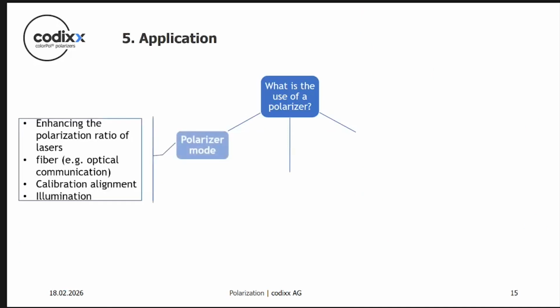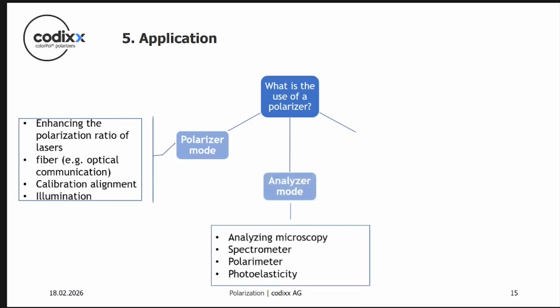For example, you have the polarizer mode, where you can enhance the polarization ratio, for example, of lasers. You can use this in optical communication, in a fiber, in calibration, alignment, or in illumination. Then you can use it in an analyzer mode. You can check what kind of polarization this light has that I'm currently working with. That's used in analyzing microscopy, spectrometer, polarimeter, or photoelasticity.